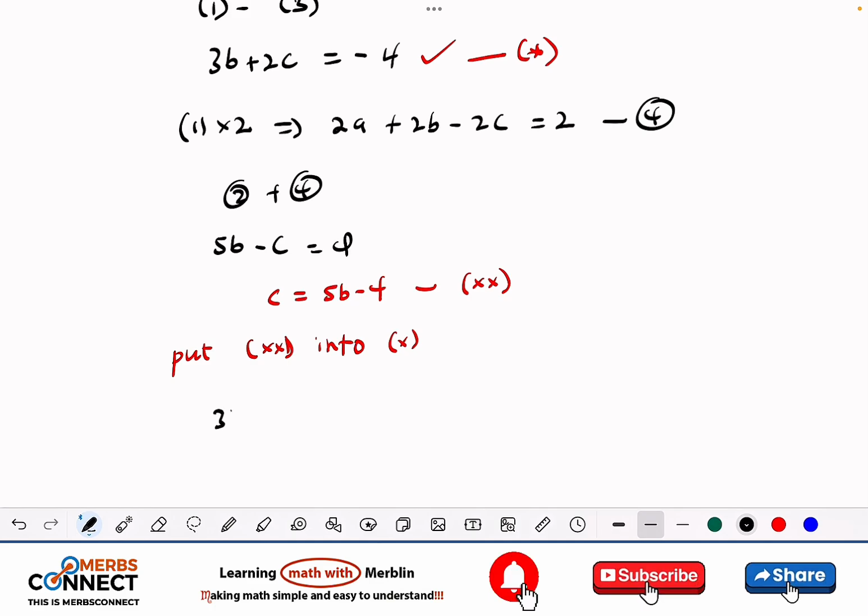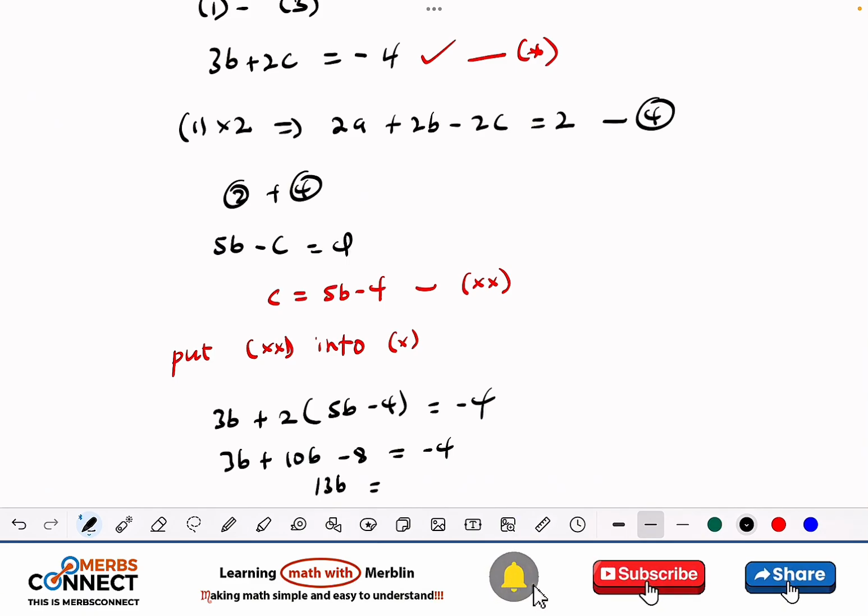So this is going to be 3b plus 2 times c, which now is 5b minus 4, minus 4. So 3b plus 10b minus 8 is equal to minus 4. So this one will be 13b is equal to minus 4 plus 8. And then 13b is equal to 4. So b is 4 on 13. It's quite not nice. I want whole numbers. These will make the thing very difficult for us.